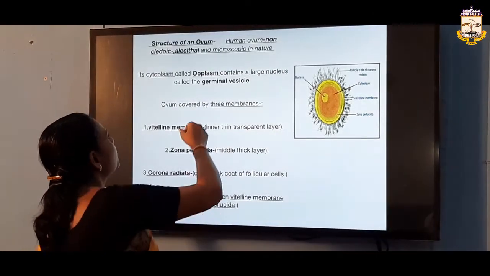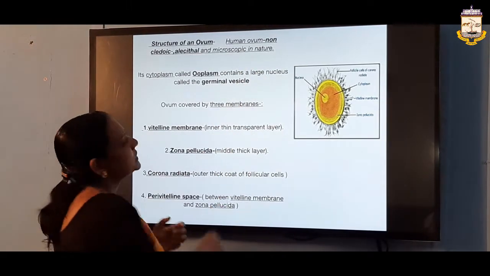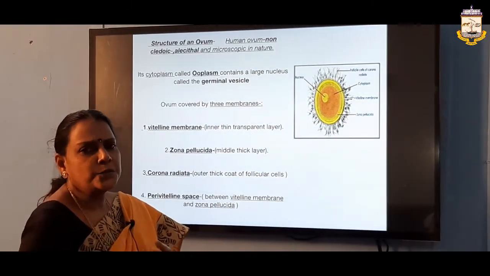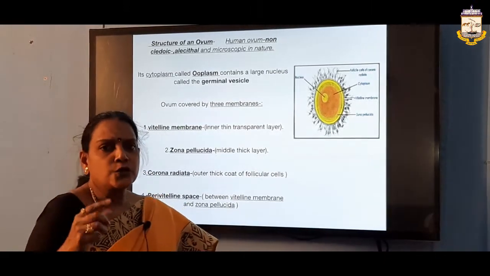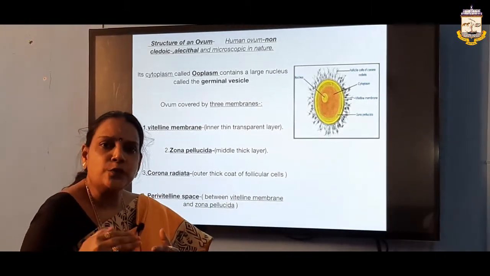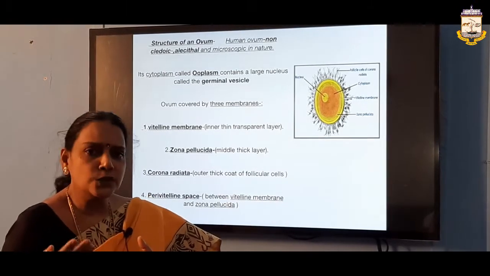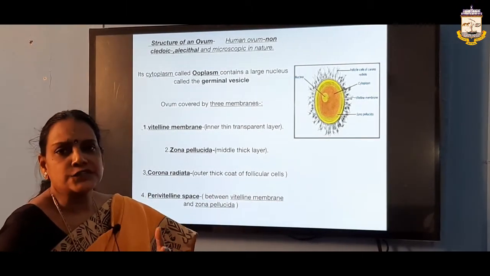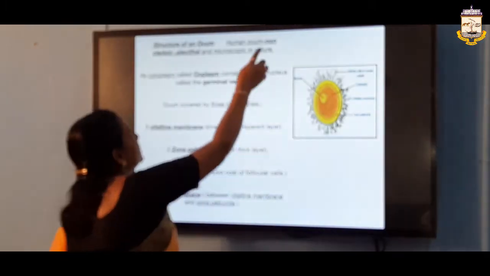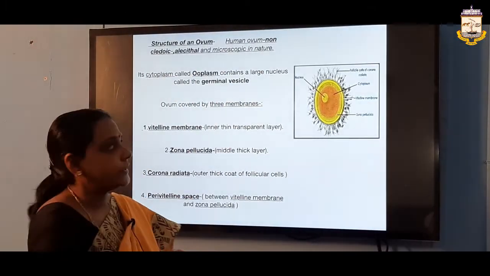So, here the structure of an ovum, you can see the human ovum is a non-cleidoic structure. What do you mean by non-cleidoic? Cleidoic and non-cleidoic. In the first class itself I told you there are 2 different types, one provided with a shell and another one without shell. Since this is developing within the mother's womb, it does not need a shell for protection. So, you call it a non-cleidoic cell, without shell.